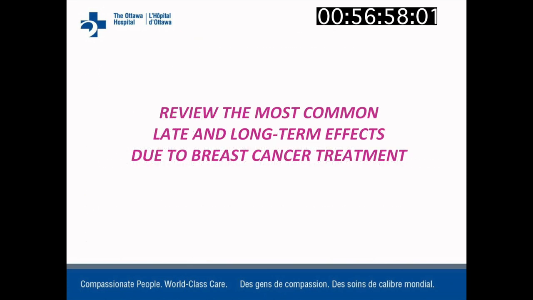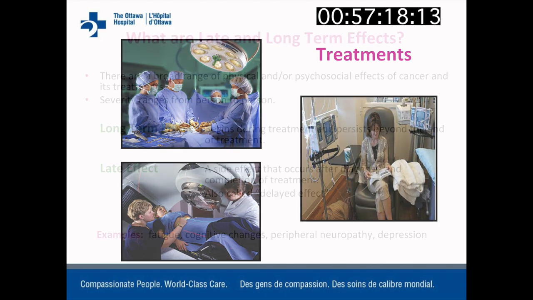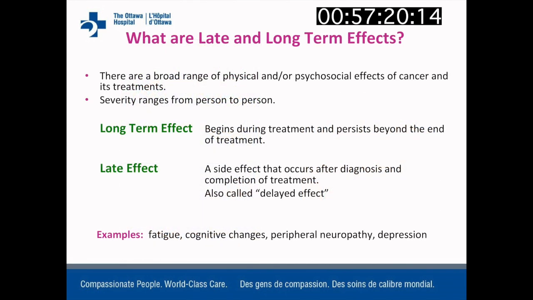So Gail and I would now like to review with you the most common late and long-term side effects due to breast cancer treatment. And when we talk about treatments, what we're referring to is either late and long-term effects that could occur from the surgery, that could occur from chemotherapy, or could occur from radiation, or perhaps all of the above. What are late and long-term side effects? What do we mean by that?